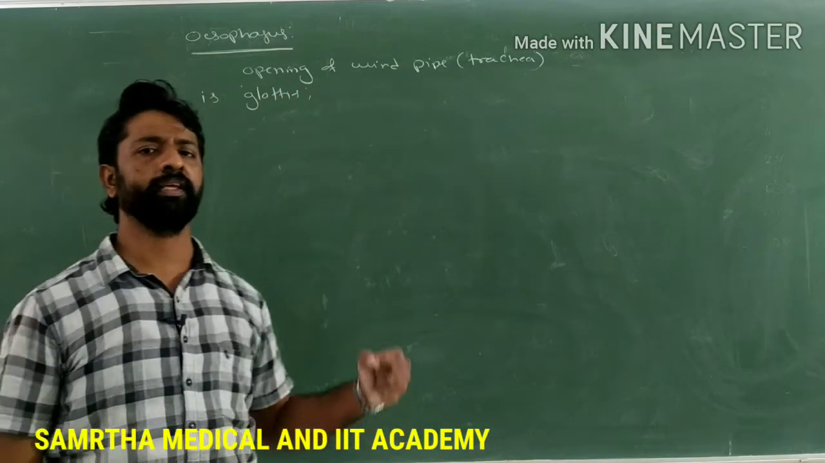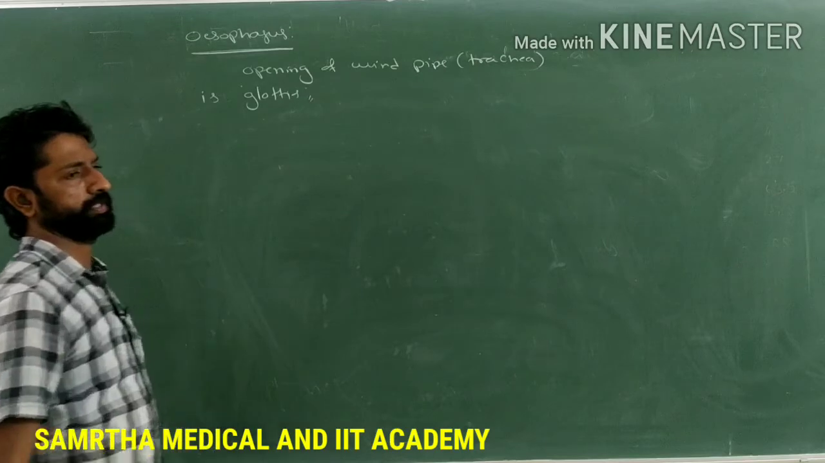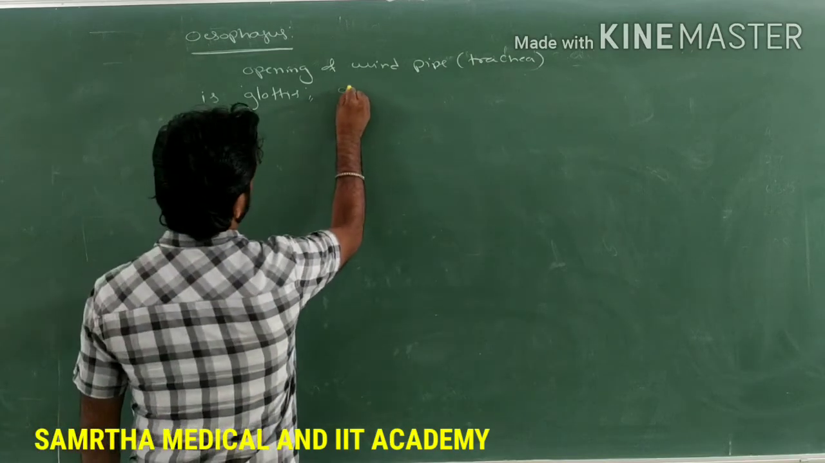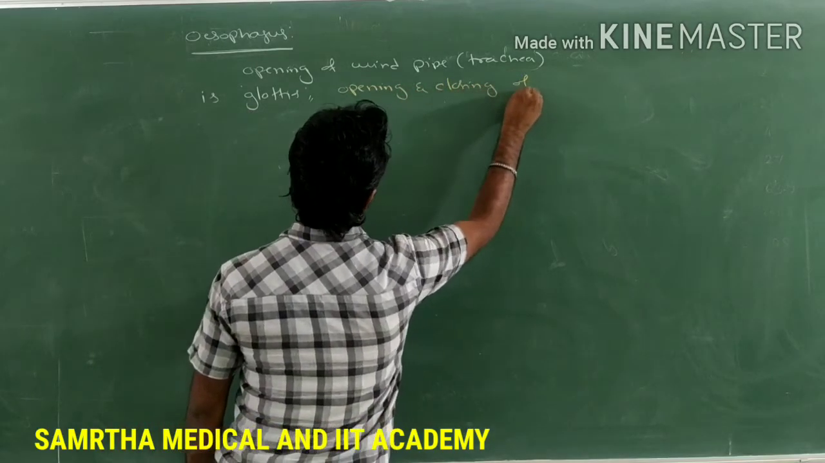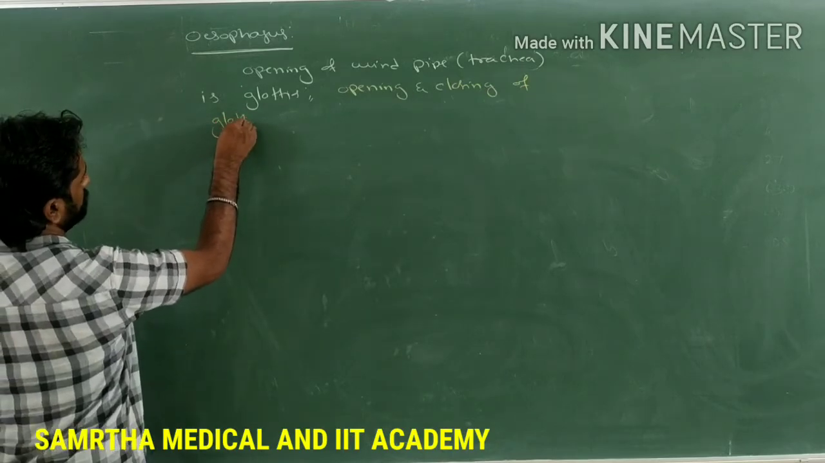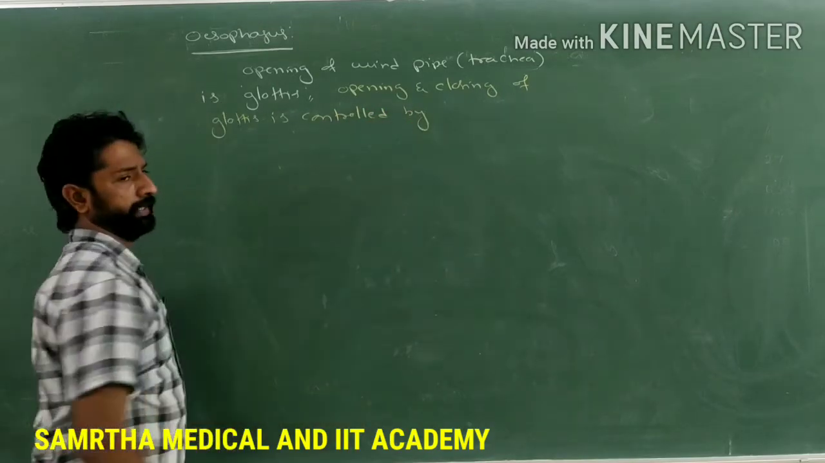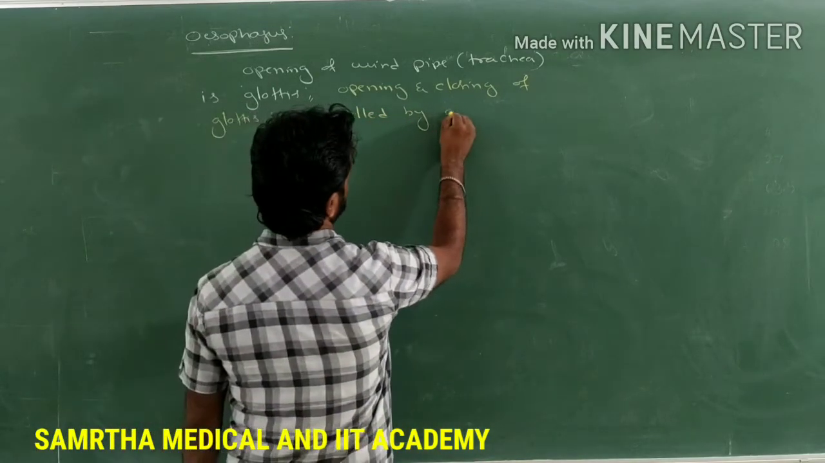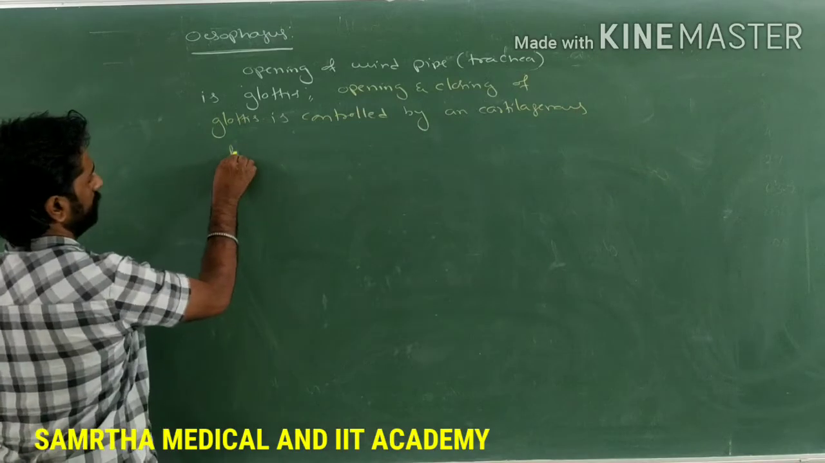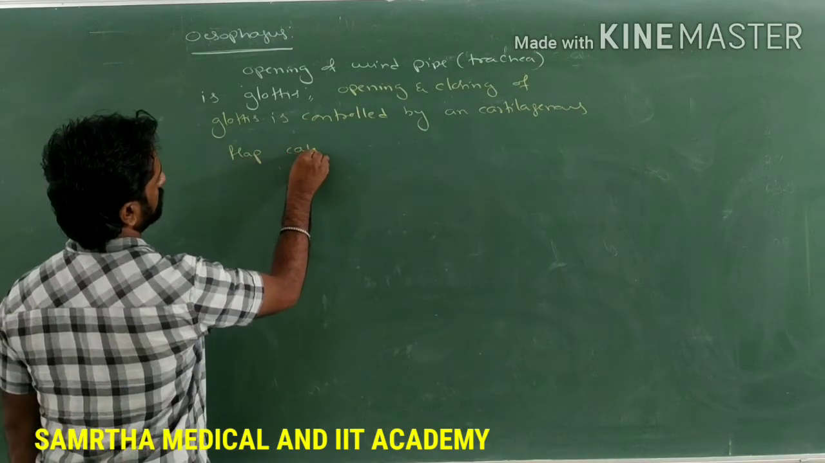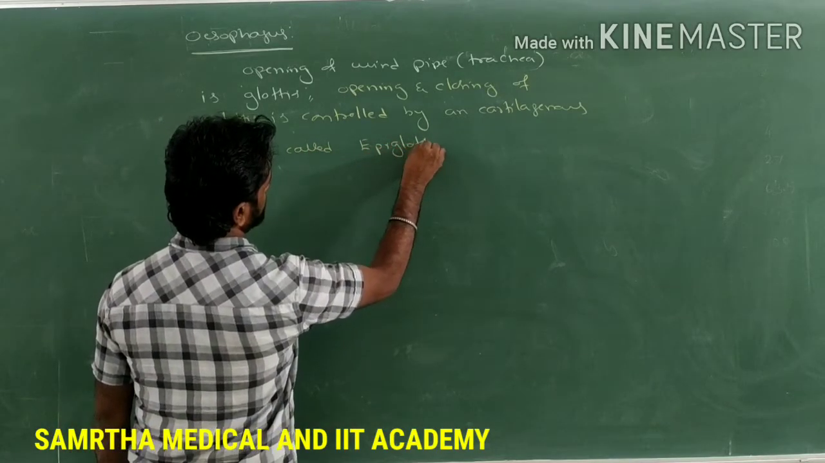The opening and closing of this glottis is mainly controlled by a cartilaginous flap-like structure that is called the epiglottis. So this structure is called the epiglottis.